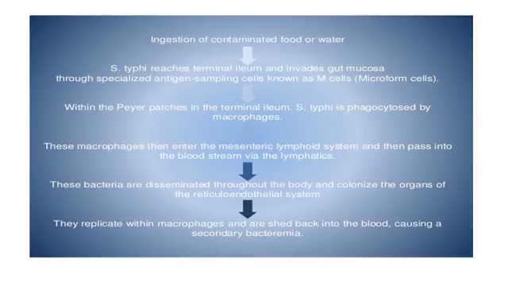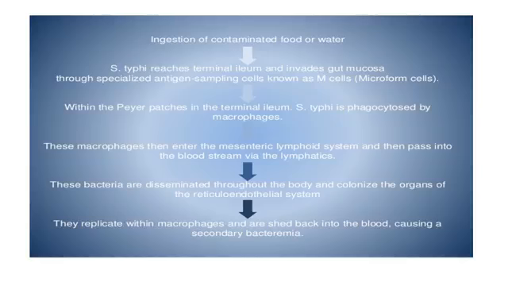First of all, when a person ingests food or water contaminated with Salmonella typhi organism, it reaches from our mouth to the terminal ileum, where it invades the gut mucosa, and through the specialized antigen sampling cells, called M cells, within the Peyer's patches in the terminal ileum, Salmonella typhi is phagocytosed by the macrophages.